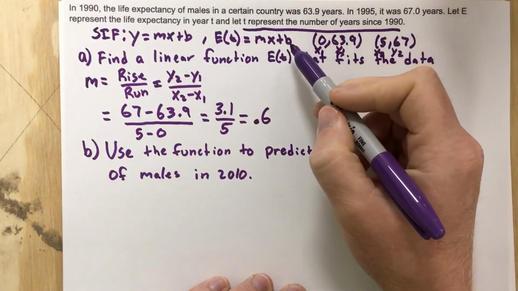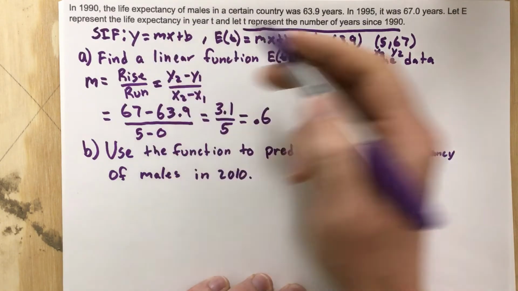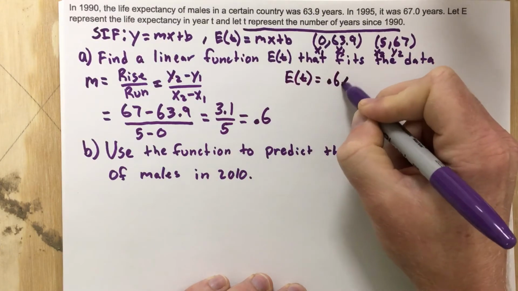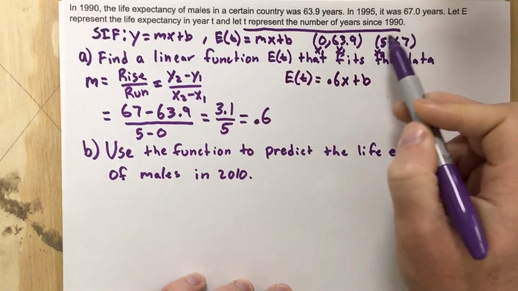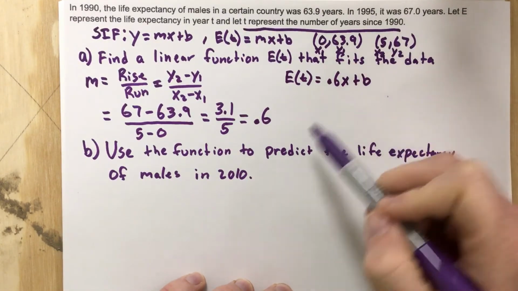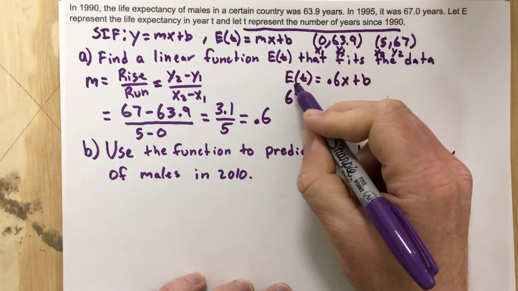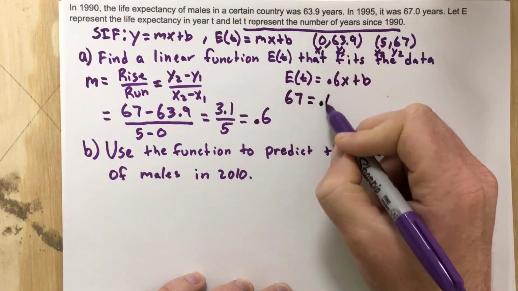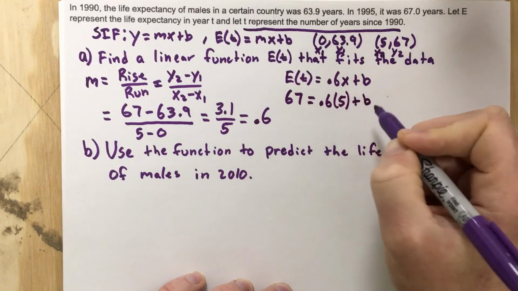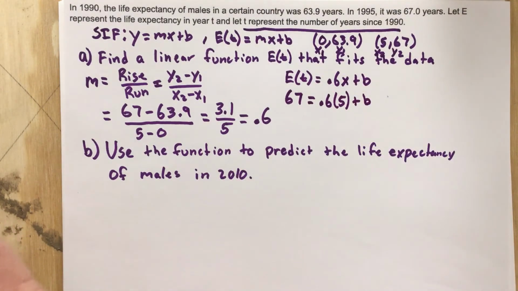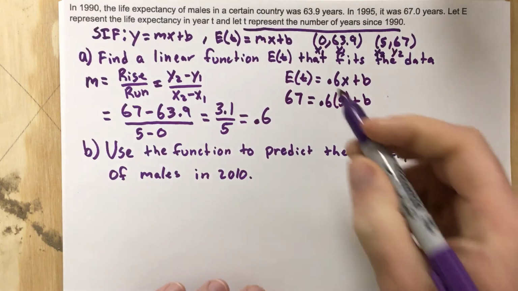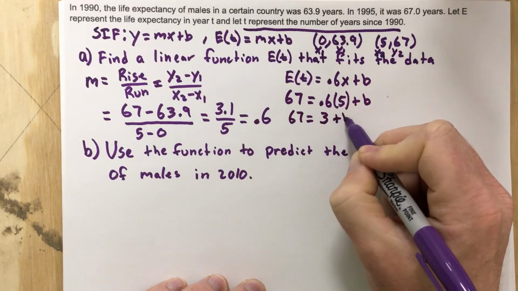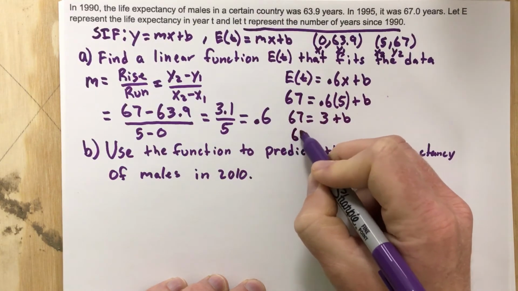I need to find the y-intercept. So I'm going to use E of t equals 0.6x plus b. I'm going to take one of these coordinates, I'll probably use 67 and 5, and plug it in to find b. So 67 goes in for the life expectancy. That's 67 years equals 0.6 times 5 plus b. 0.6 times 5 is 3. So I get 67 equals 3 plus b. Subtract the 3, I get 64 is b.